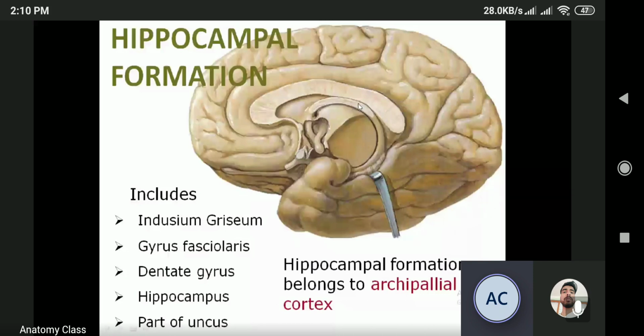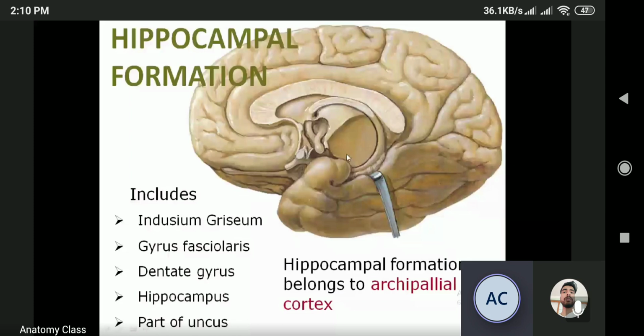With the growth of the temporal lobe of the cerebral hemisphere, the lower part of the hippocampal formation grows prominently and is expressed in the form of the dentate gyrus and hippocampus. So, the dentate gyrus and hippocampus are the major part of the hippocampal formation, while the indusium griseum and the rest are the vestigial part of the hippocampal formation.